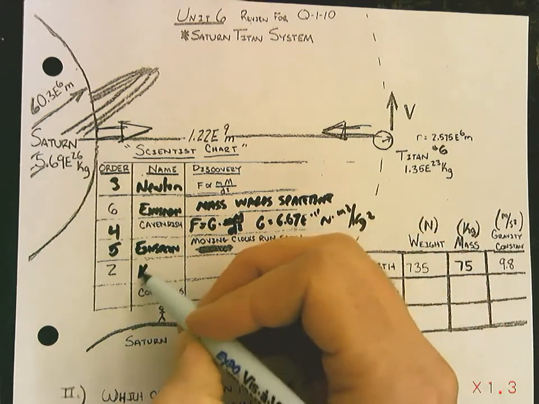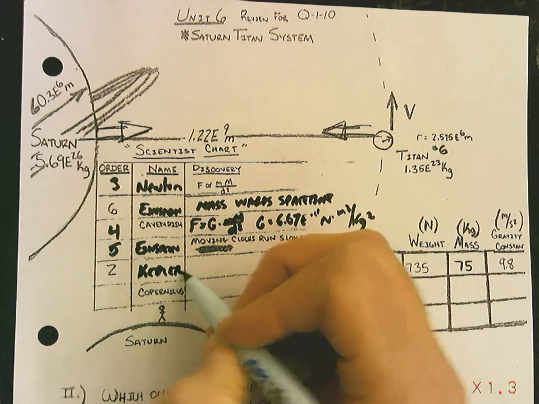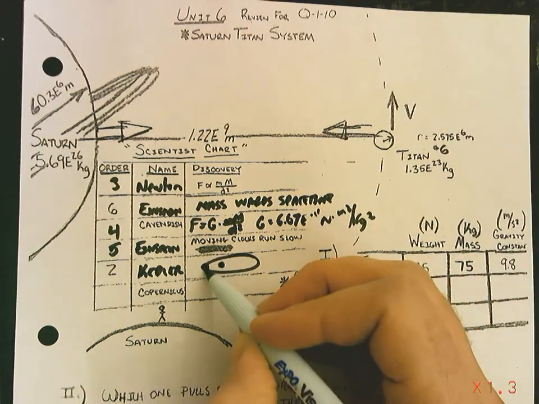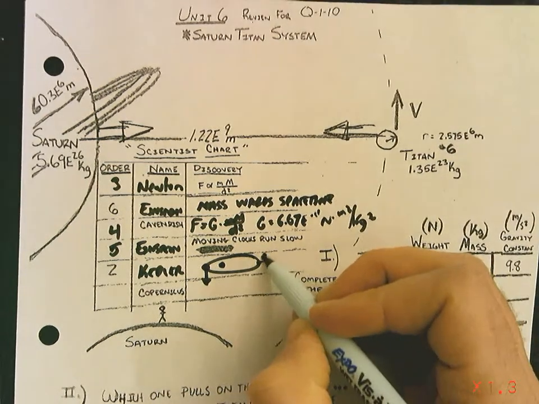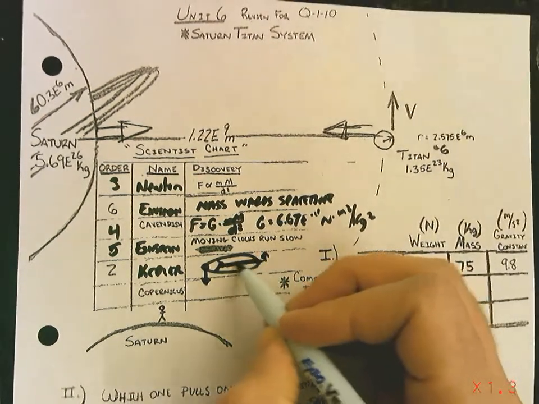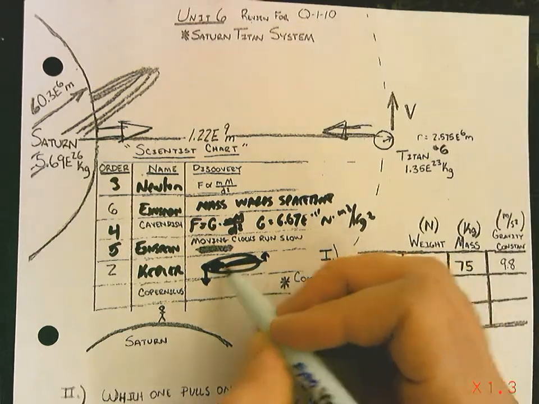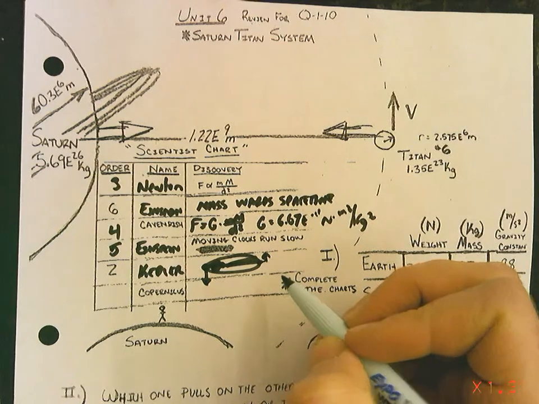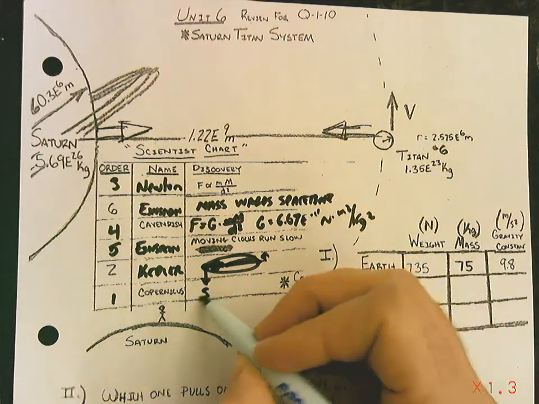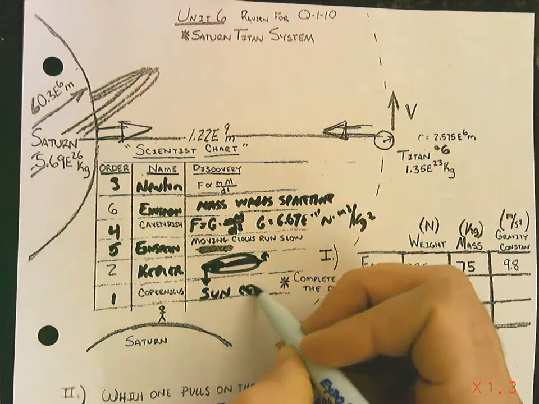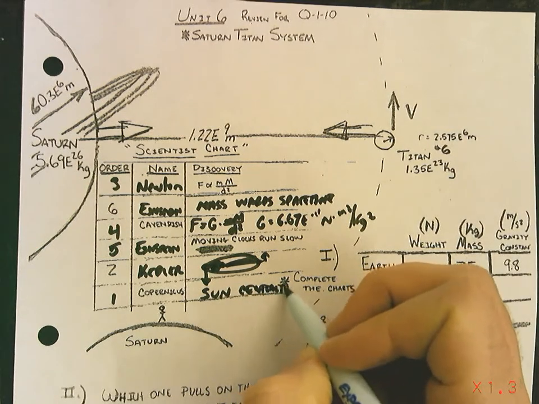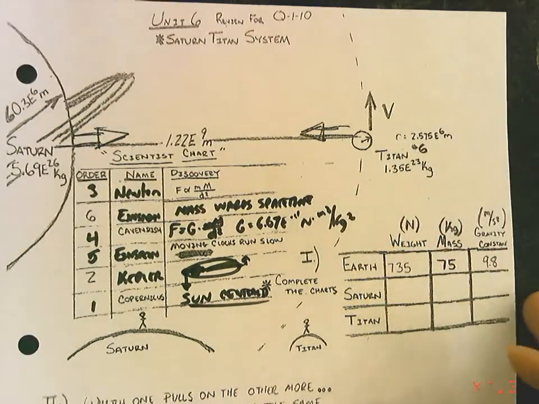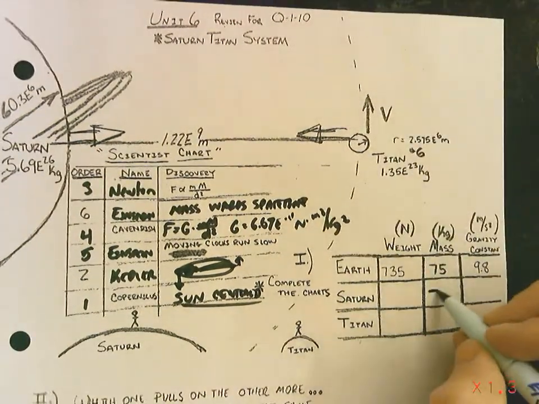2, Kepler. Elliptical orbits. When it's closer, it's going faster. When it's further away, it's going slower. Equal area in equal time periods. So this is equal to that in terms of area for the time period of 1 month. 1 is Copernicus, and he had the sun-centered or heliocentric model. You'll want to practice that before you get to the quiz, because it can be a little harder than you think.